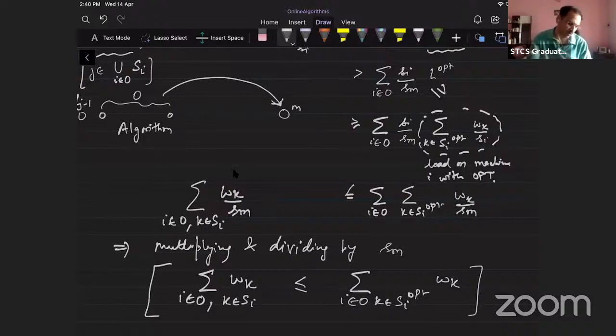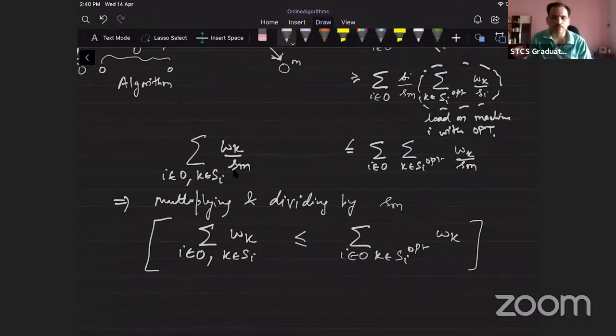Okay, can somebody say what does this mean? That the sum of the sizes of some jobs is less than the sum of the sizes of jobs on the right hand side. What can I deduce from this? Remember, Si is the set of jobs assigned by the algorithm to machine i, and Si OPT is the set of jobs assigned by OPT to machine i. That's the only difference between the left hand side and the right hand side. And this is strict.